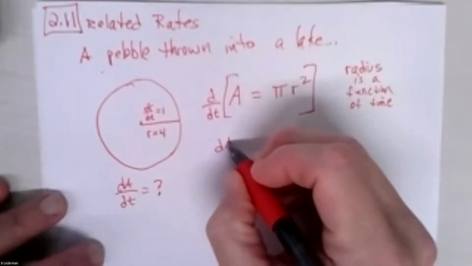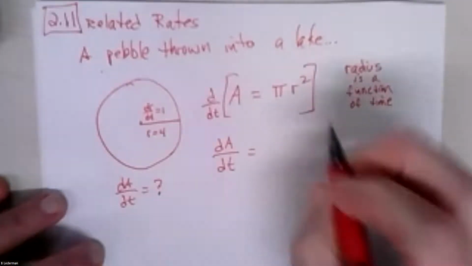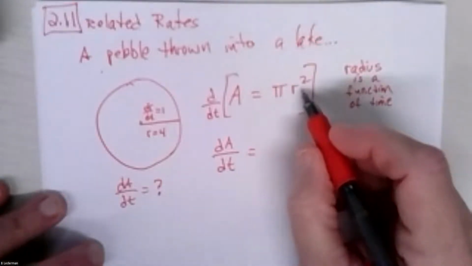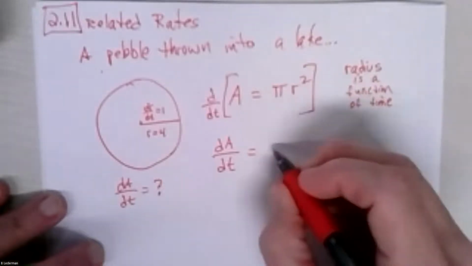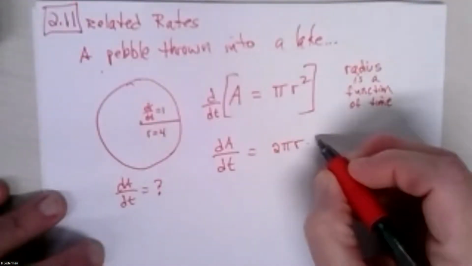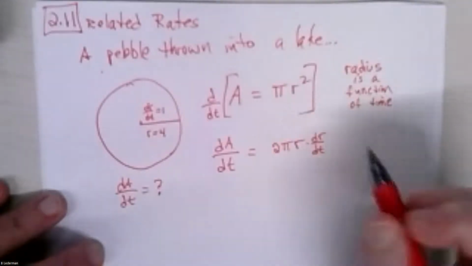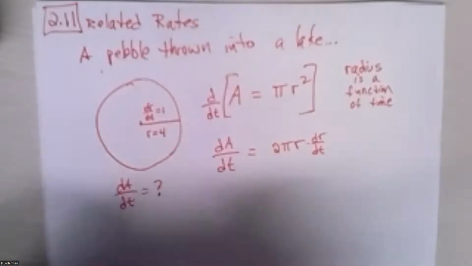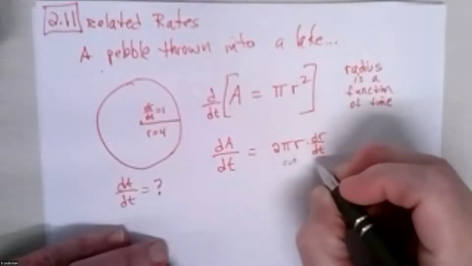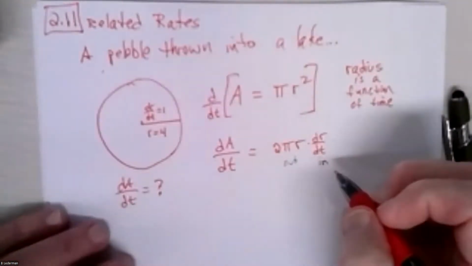So we have dA/dt, and I'm doing everything on both sides. dA/dt is equal to, now the derivative of pi r squared is 2 pi r times the inner derivative, which is dr/dt. Remember, because the radius is a function of time. So this is the outer part, and that's the inner part, because r is a function of time.